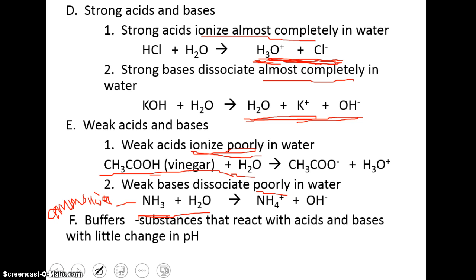Buffers. Buffers are substances that react with acids and bases with little change in pH. For example, you have buffers in your blood because blood needs to stay at a pH of about 7.3. If it doesn't, you will get sick.